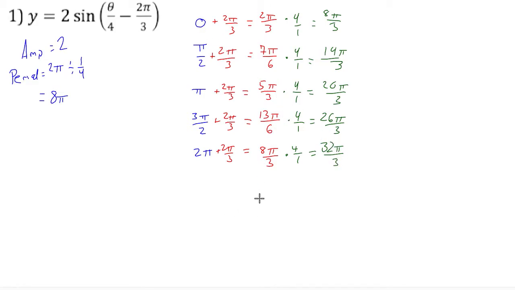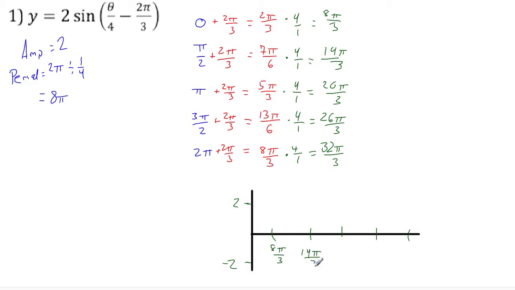And so when I graph this, these are now my x values. And so when I plug these x values into my function, that's going to give me what to plug in here so that, for example, when I plug in 8 pi over 3 and I divide that by 4, I get 2 pi over 3. And then when I subtract 2 pi over 3, I get 0. And the sine of 0 gives me 0. So the amplitude, again, is going to be 2. So that's going to be 2 and negative 2. These x values are going to be on my x-axis: 8 pi over 3, 14 pi over 3, 20 pi over 3, 26 pi over 3, and 32 pi over 3.